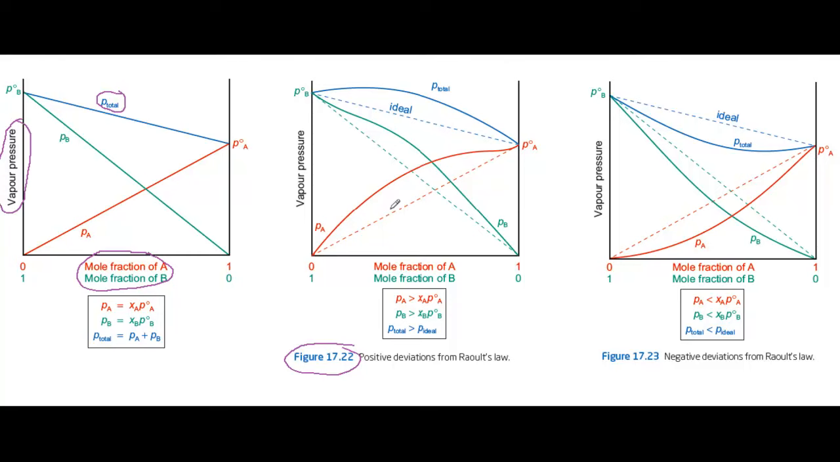As a result, the vapour pressures of both A and B are more positive than Raoult's law would predict, and so is the total vapour pressure. This kind of mixture is said to display positive deviations from Raoult's law. For example, mixtures of propanone and carbon disulfide show this kind of behaviour.